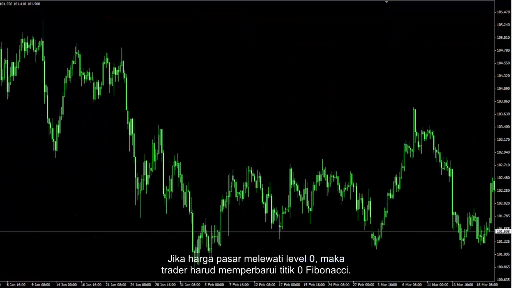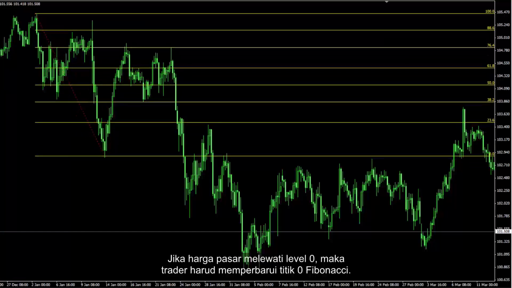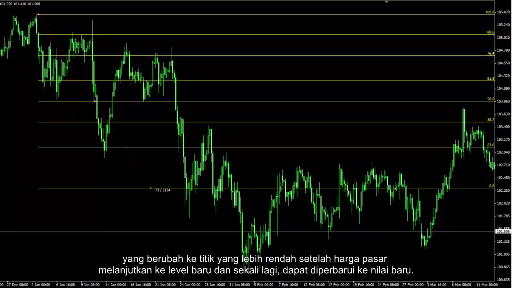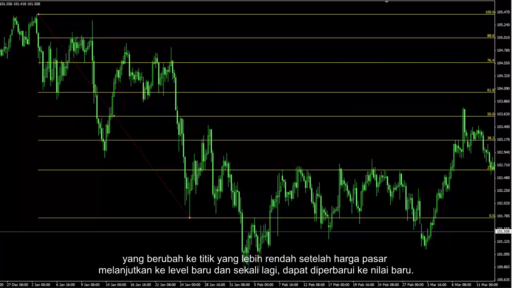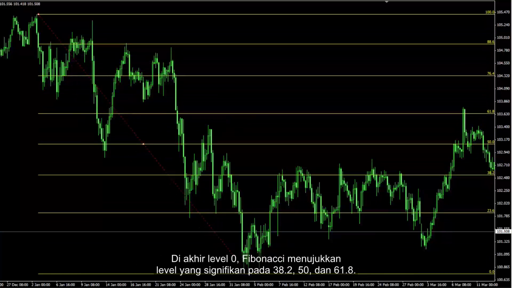If market price passes the zero level, then a trader must update the Fibonacci 0 point. For instance, a trader would take the zero level on the end of a swing, which is changed to a lower point after market price proceeded to a new level, and again it could be updated to a new rate. On the last zero level, Fibonacci showed significant levels on 38.2, 50 and 61.8.